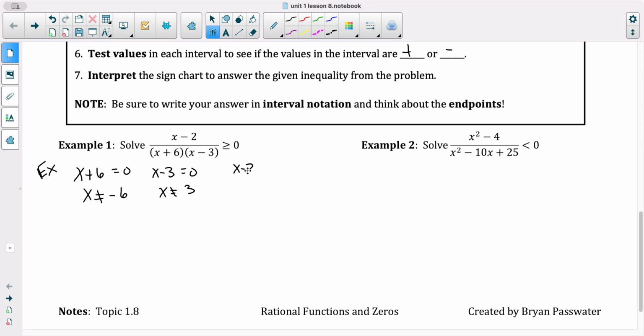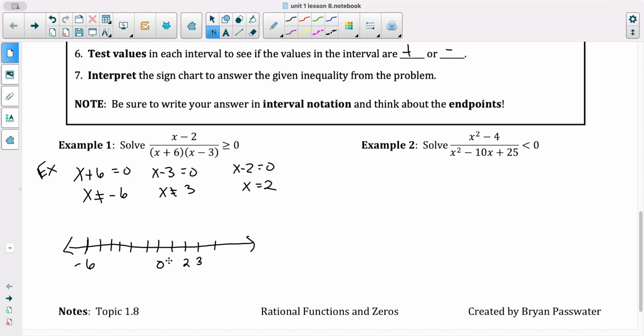Okay, so x minus 2 equals 0. That means x has got to equal 2. So these are the three numbers I need to put on my number line, just again like we did for polynomials. So I'm going to put negative 6 down here, and then 5, 4, 3, 2, 1, 0, 1, 2, 3, 4, just so I can get above where I need to be.